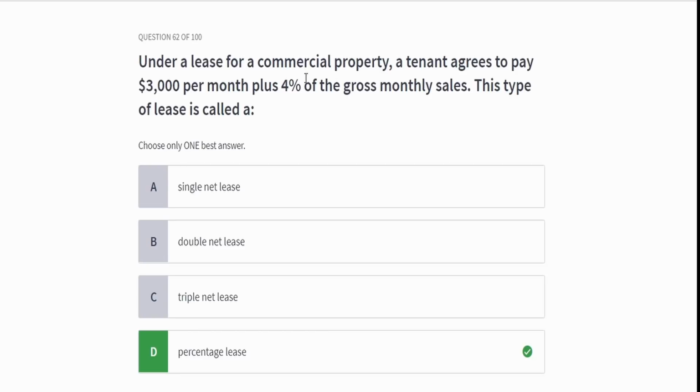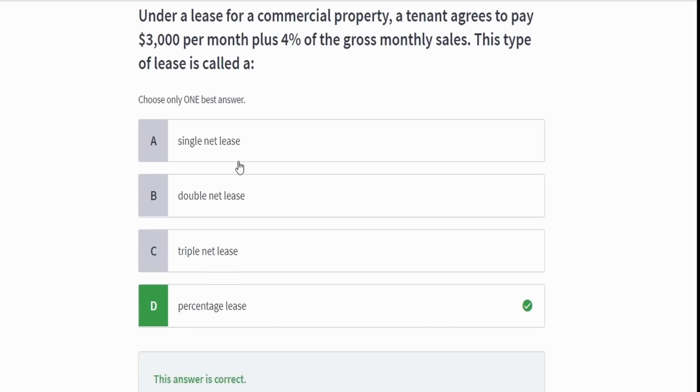Remember, as we discussed earlier in the previous video with the double net lease, I believe we talked about that. That's when there's those 2 additional parts of the rent. It has nothing to do with percentages at all. So when you see a problem like this, just use your context clues, see the percentage, and be like, oh, I know that is percentage lease.